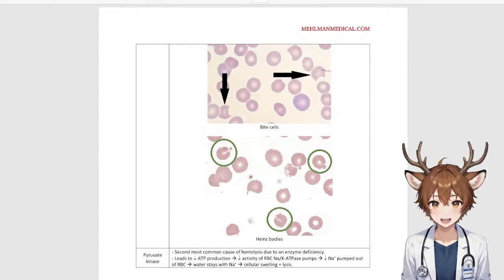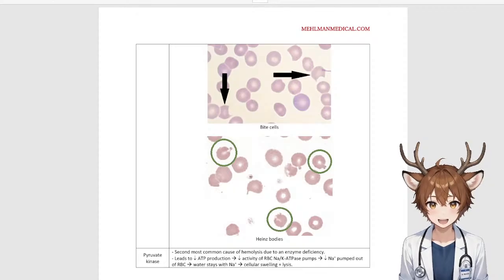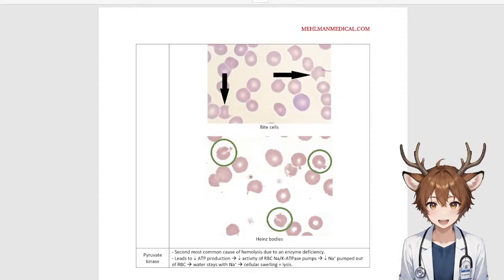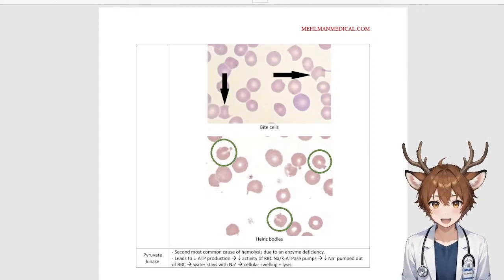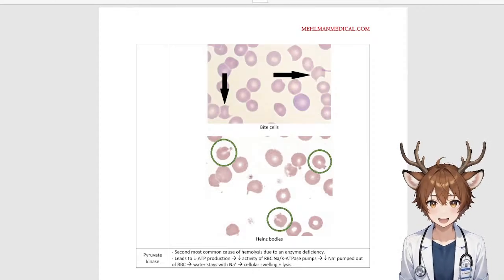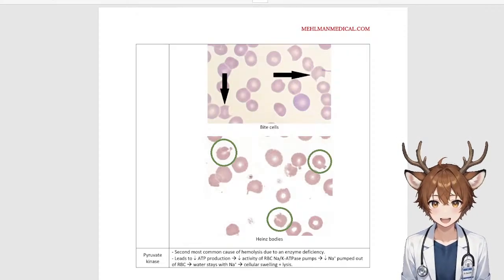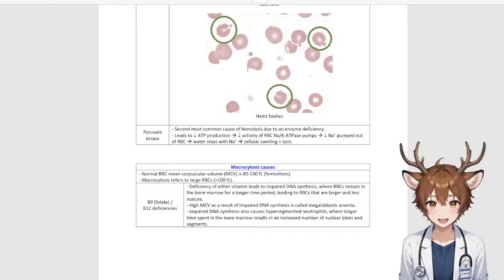Pyruvate kinase deficiency is the second most common cause of hemolysis due to an enzyme deficiency. It leads to a decrease in ATP production. This leads to a decrease in activity of the RBC sodium-potassium ATPase pumps, which leads to a decrease in potassium being pumped out of the RBC. Water stays within the cell with sodium, and therefore cellular swelling plus lysis.